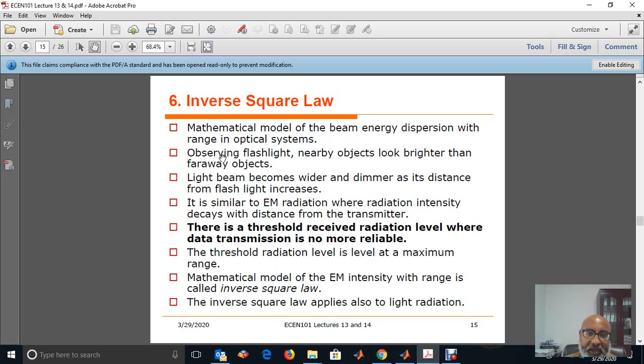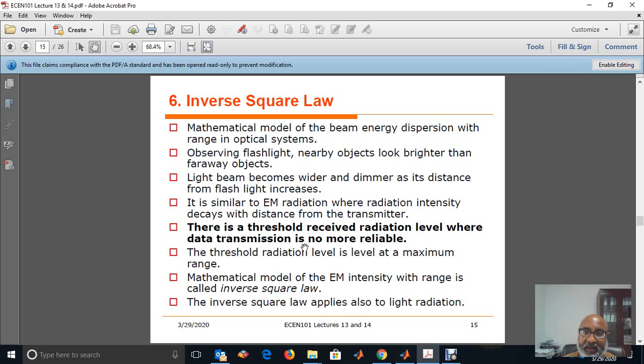One way of modeling is the inverse square law. The inverse square law says the received power or received energy is inversely proportional to the square of the distance between the transmitter and the receiver. So, for example, if we observe a flashlight, nearby objects look brighter than faraway objects. Light beam becomes wider and dimmer as its distance from the flashlight increases. It is similar to electromagnetic radiation.